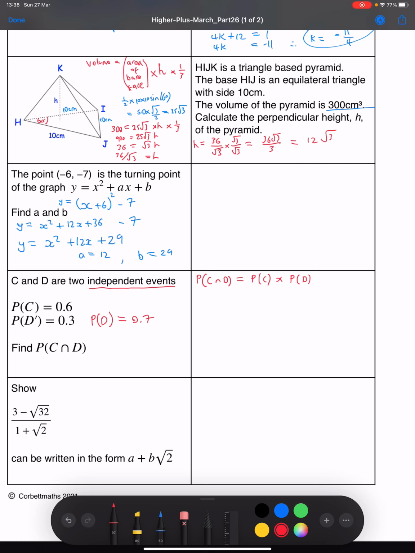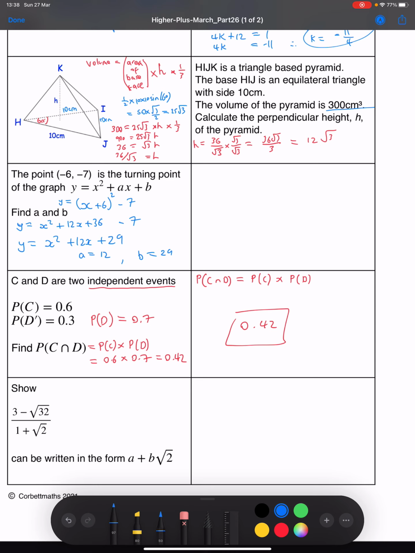And again, given that they're two independent events, this is going to be equal to the probability of C times the probability of D, which in this case is 0.6 times 0.7, and that's 0.42. So our final answer is 0.42. Okay, and then next question, it's a rationalization problem.